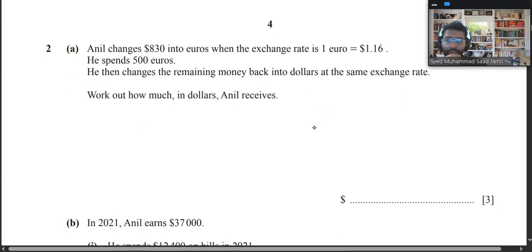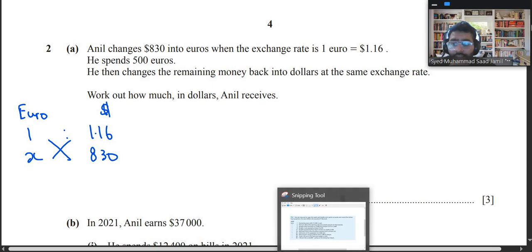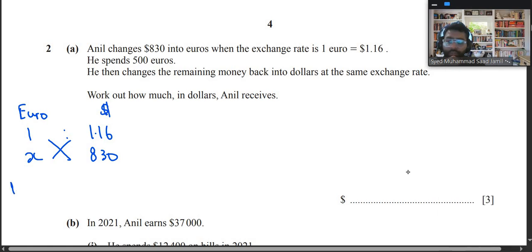Okay. Look, just write euro, just write dollar. Rate is 1 is to 1.16. He had $830. He changes them into euros. First we need to find out how many euros he has. So if we cross multiply, for the students who don't know, we do it like this.